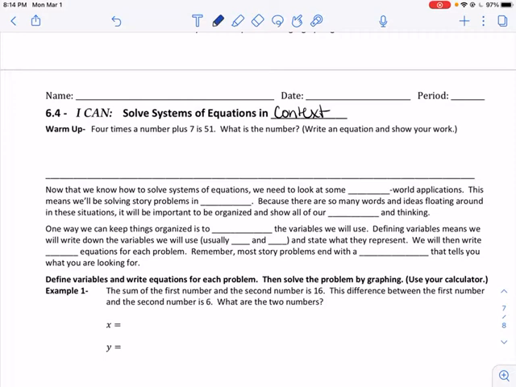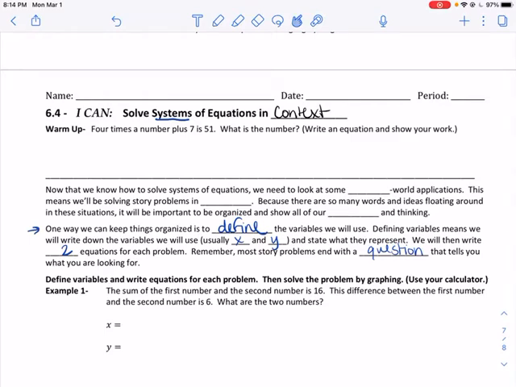When we do it, we need to keep things organized. One way we can keep things organized is to define the variables. Defining variables means we will write down the variables or the letters we will use. Usually we use X and Y, but you could technically use any letter you want, and you need to state what they represent. We will then write two equations for each problem, since we're solving systems of equations. Remember, most story problems end with a question that will tell you what you're looking for. So always focus and key in on that question.